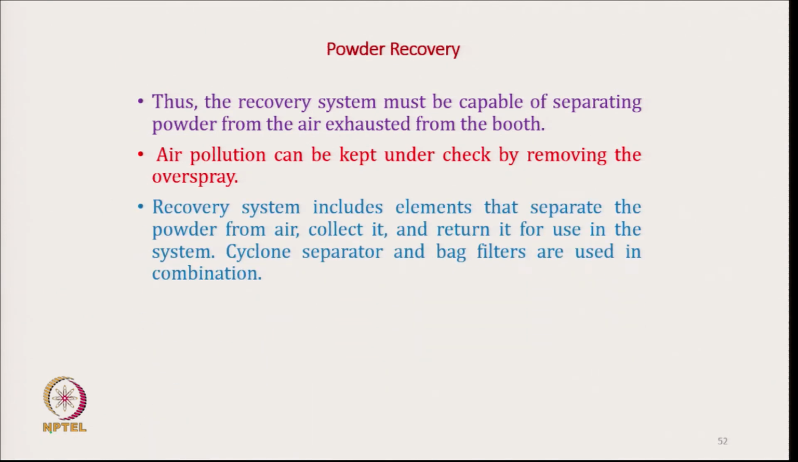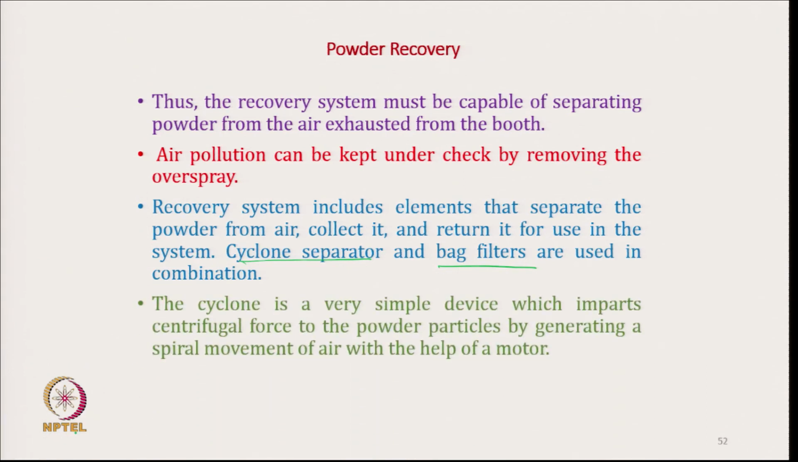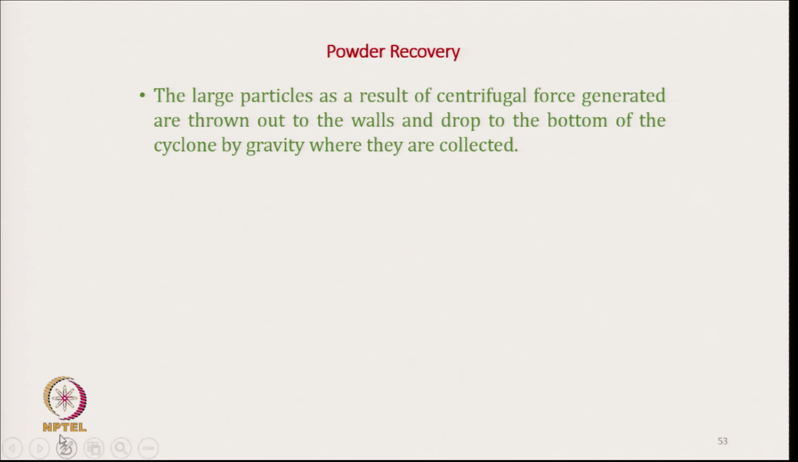Coarse particles are separated using the cyclone separator and fine particles are separated using the filter bag. The cyclone is a very simple device which imparts centrifugal force on the powder. So, heavy particles will get separated from the air stream and will get deposited at the back of the machine, and the fine particles will be separated by the filter bag.